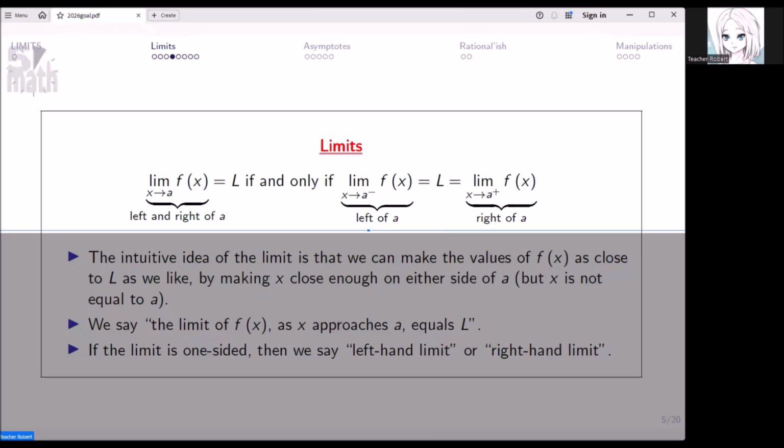Limits. Limit as x approaches a of f of x equals L if and only if limit as x approaches a from the minus f of x equals L equals limit as x approaches a from the positive f of x.